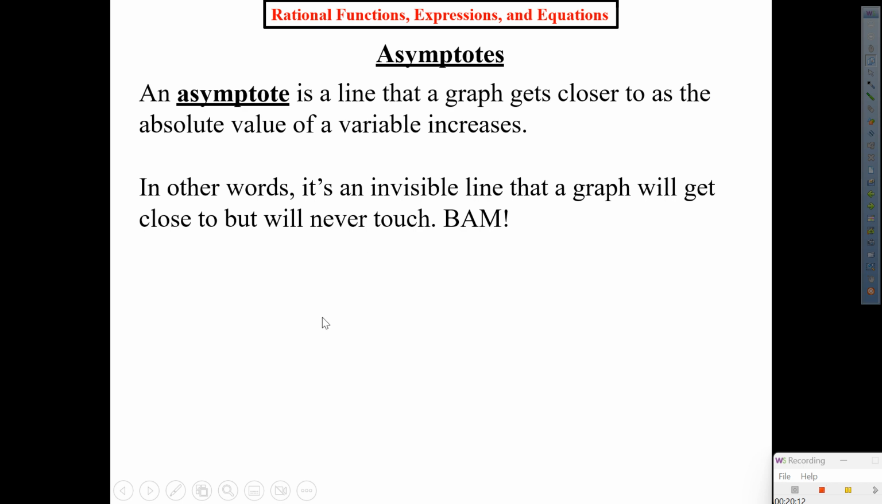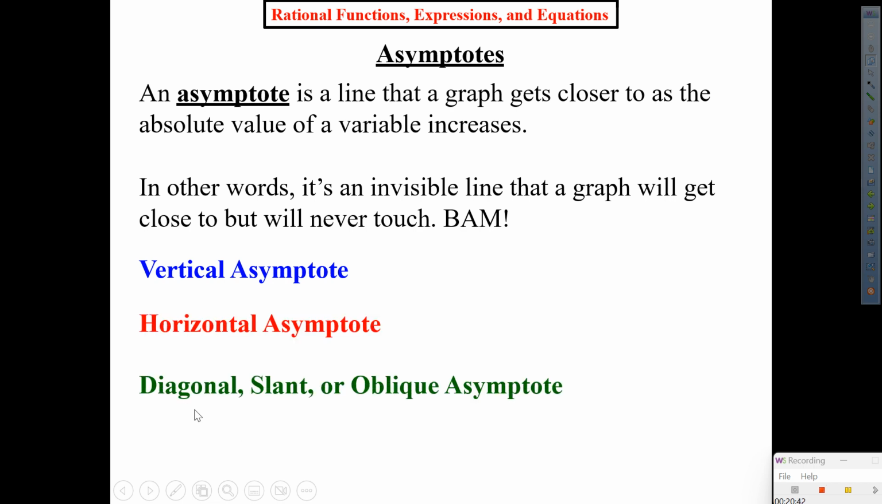Does that make sense? Yeah? So today we're going to cover two of them, vertical and horizontal. The funner ones are diagonal, slant, and oblique. We're going to get to those next week. I don't want you overwhelmed, so okay?